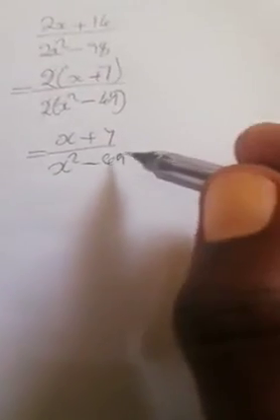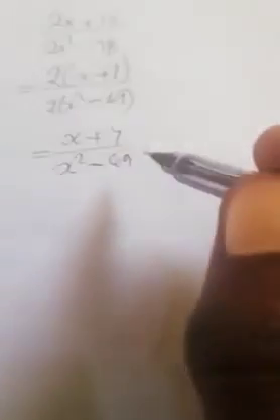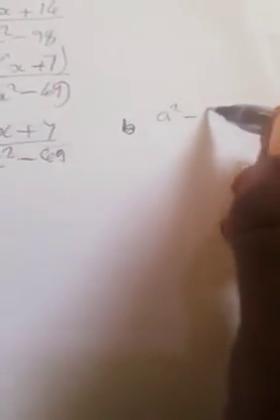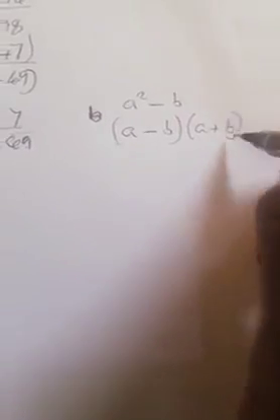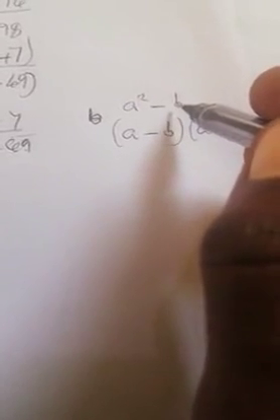Now from here you can think of a difference of two squares. When you take the square root of 49, you find 7, because 7 times 7 is 49, and the square root of x squared is x. Difference of two squares is: when you have a squared minus b squared, this means a minus b in brackets and a plus b. When you multiply these, it will take you back. You have to make sure that it takes you back to this.